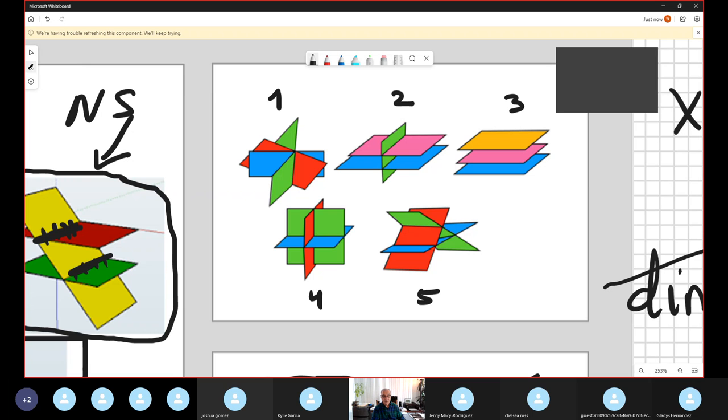Feel free. What do you think about number 1, number 2, number 3? Just tell me in the chat. Is number 1 a unique solution, infinitely many solutions, or no solution? Number 2, unique solution, infinitely many solutions, or no solution? Number 3, no solution. Edward says number 3 is no solution. I agree 100%. And number 5, no solution. Yes, no solution.